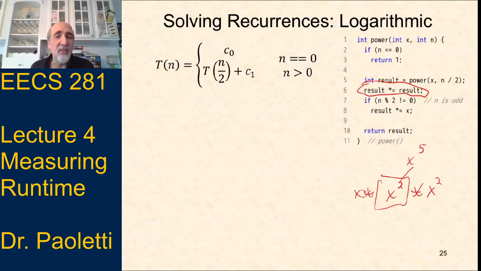C0 again is just the base case. Check if it's 0 and return 1 if it's a base case. So we've got a recurrence relationship. What we need to do is solve this slightly harder recurrence relationship.